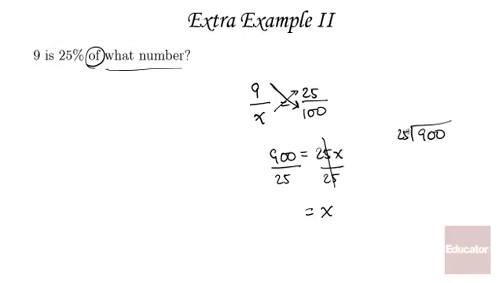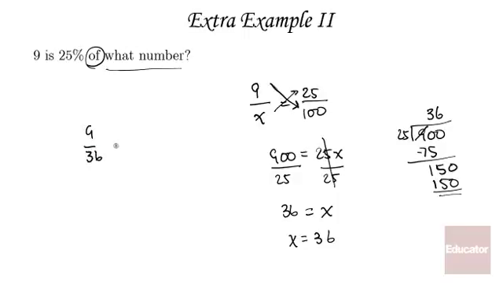900 divided by 25 can go in 3 times, giving me 75. Leaving me with 15, I borrowed, and 25 will go in 6 times. 36, so x equals 36. So 9 over 36 is 25%.